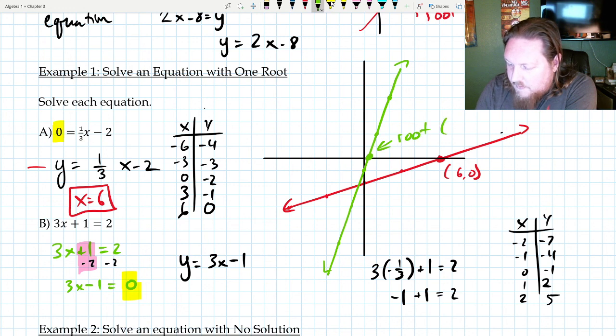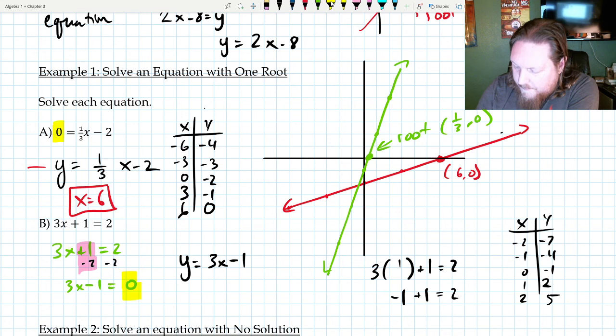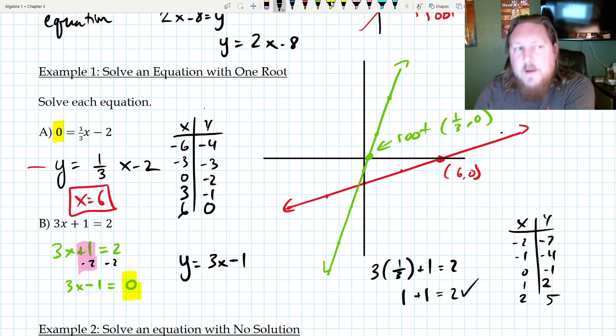And this time my bet is the root is 1/3. Let's try that now. What is 1/3 of x? Sorry, 1/3 of 3 plus 1. Well, it's 1 plus 1 is 2. That checks out. Now you can see here, if you're quick with graphing, it works well.